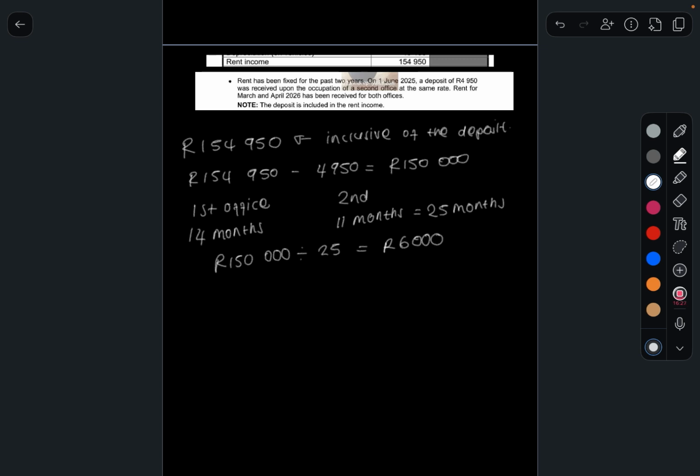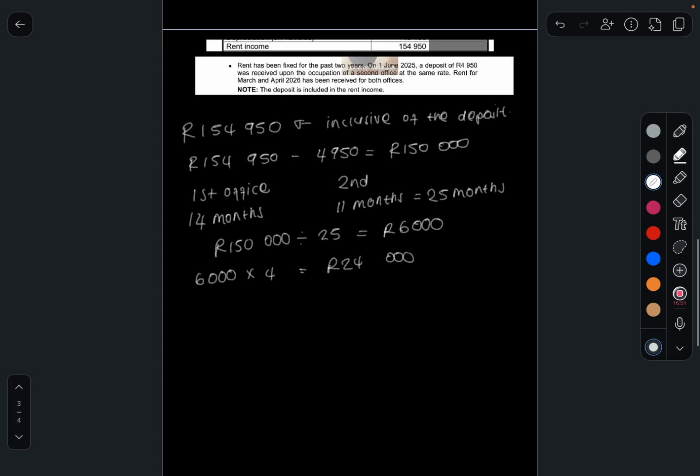Right? So now I need to get that full amount that I'm gonna subtract, right? So it's the 6,000 for March and April. However, we have two offices, so it's gonna be 4 months. So 6,000 times 4 is equals to 24,000. It's out of the capacity of this year, right? So we're gonna subtract it.